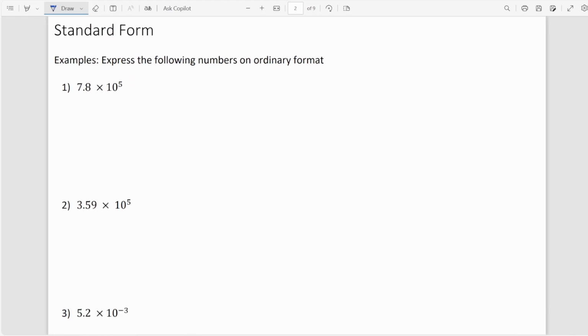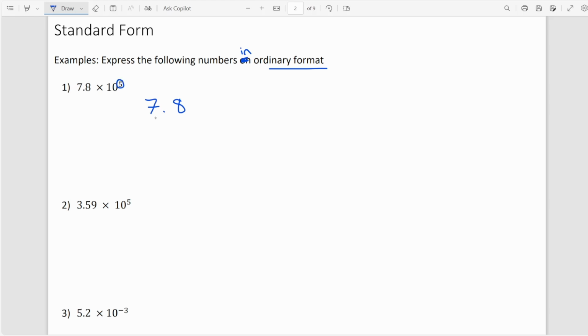So now in this example, we are asked to express the following numbers. This should be in ordinary format, okay? So as you can see, we have a standard form and we want to turn it into an ordinary format. Now, this is much simpler. What you should do is just simply write out 7.8, and then this is multiplied by 10 to the power of 5. So it will make my number bigger, yeah? So I'll move to the right. How many times? 5 times.